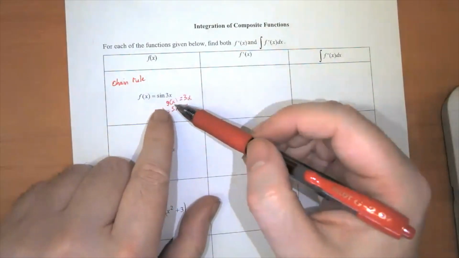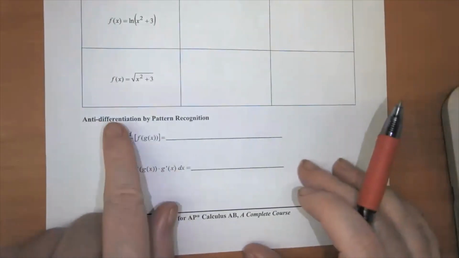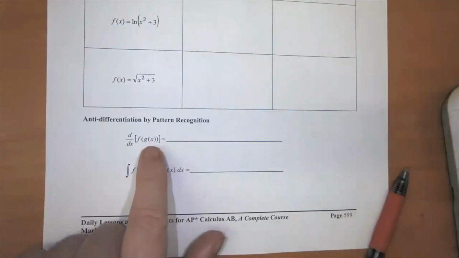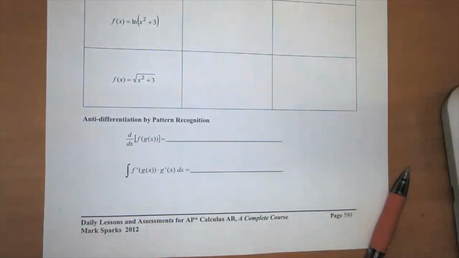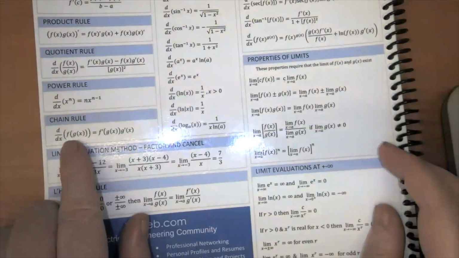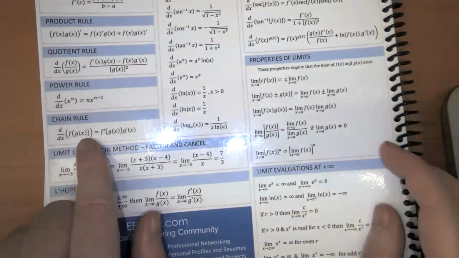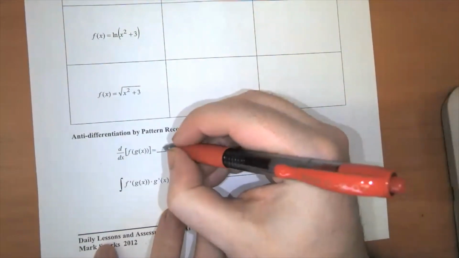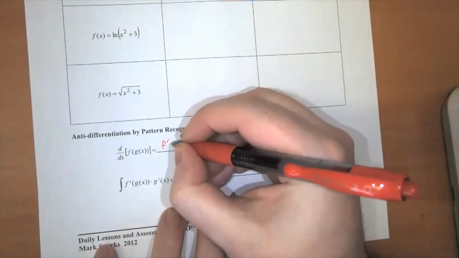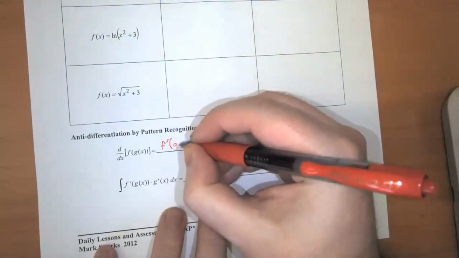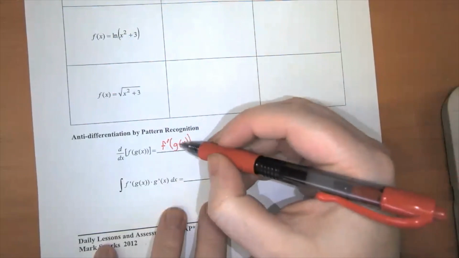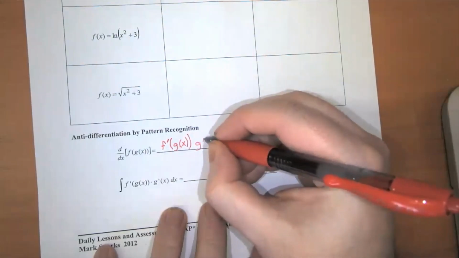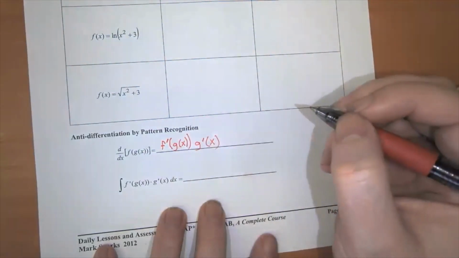Well, I'll put the rule down here at the bottom. They say anti-differentiation by pattern recognition. So the first thing they wanted us to do is identify what we called the chain rule back in the fall semester. And here's where you find the chain rule on our derivatives and limits reference sheet. Remember, the rule was that we took the derivative of the outside function, but instead of using x as our argument, we used the inside function, just like it was. And then we couldn't just leave it like that. We needed to multiply by the derivative of the inside function as well.